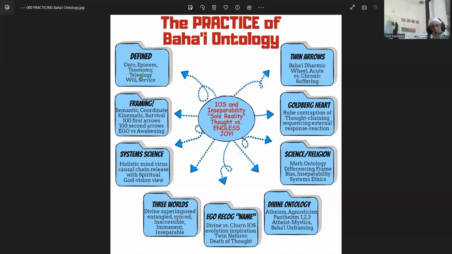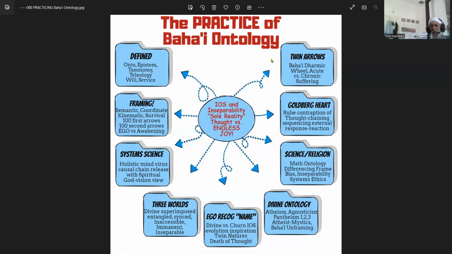Certainly the Baha'i faith is all about world building, rebuilding society, coming up with a new paradigm of ontology, who we are and who God is. Now, the twin arrows is a fun thing because this can actually help us a lot in terms of the practice of ontology. The twin arrows is an old Buddhist, kind of Zen, analogy or metaphor that Baha'u'llah has repeated in interesting ways, and Abdu'l-Baha.